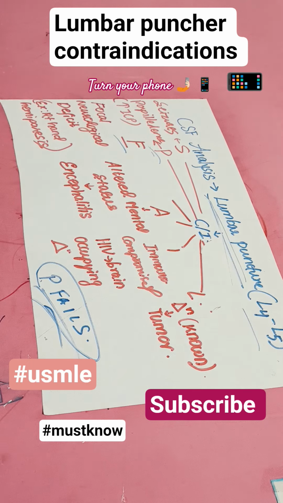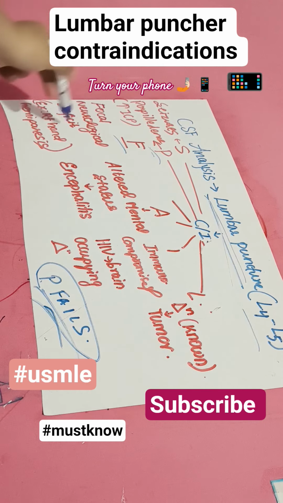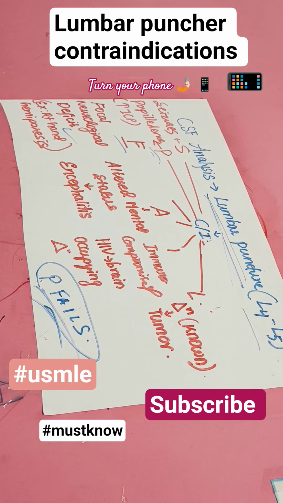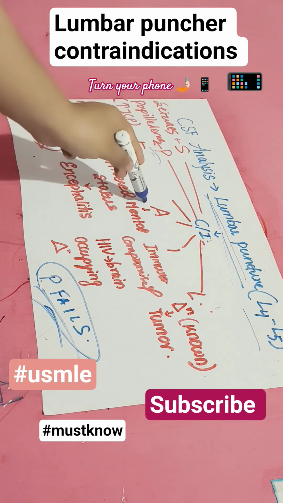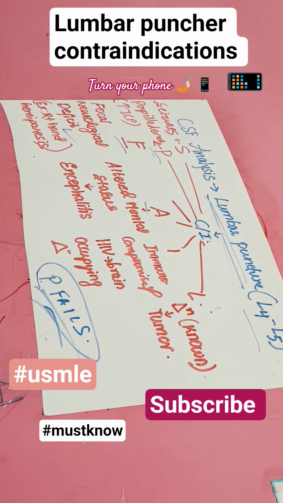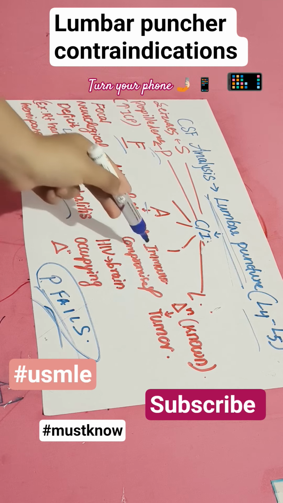The other trick is fail. F is the focal neurological deficit. If there is any focal neurological deficit, for example, right hand hemiparesis or left hand hemiparesis, any focal deficit, then we cannot perform the lumbar puncture. And there is altered mental status. With altered mental status, think about encephalitis. So when encephalitis is there, you cannot perform the lumbar puncture.